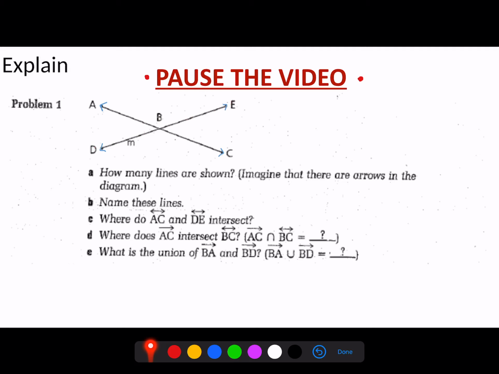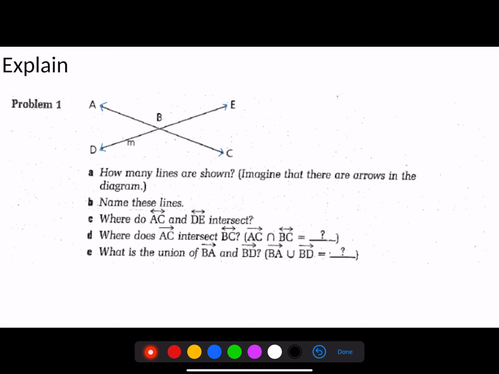I can also say this is line AB or CA or CB, but I have line AC and line DE that intersect each other. So, how many lines are shown? Imagine that there are arrows on the diagram, so I already drew those in for you guys, so these are all arrows. So if we're looking for lines shown, then we, of course, have two lines. So we have two lines that are shown, line AC and line DE.